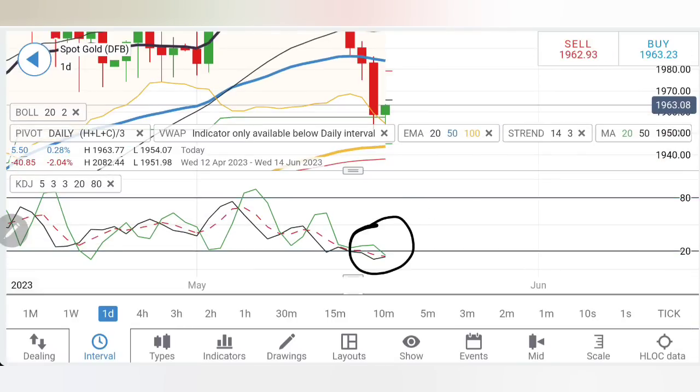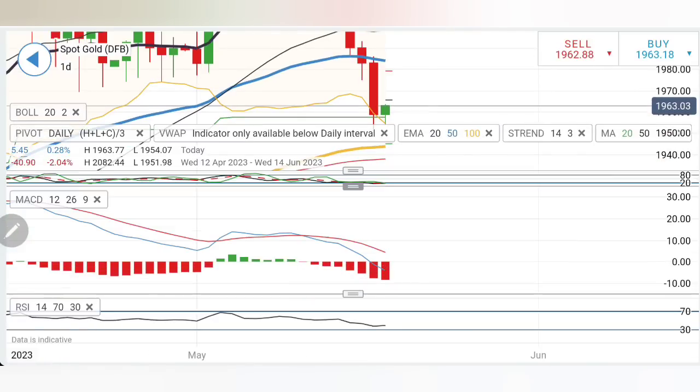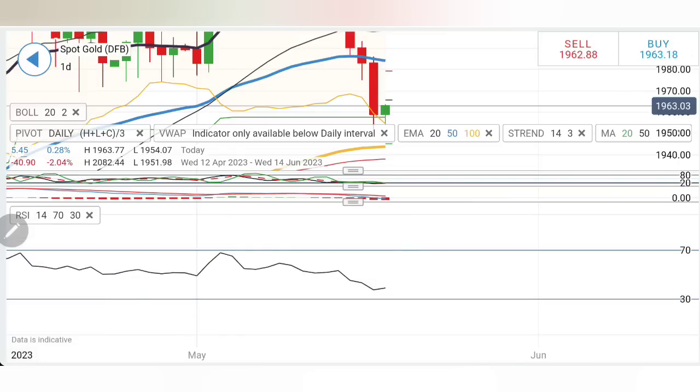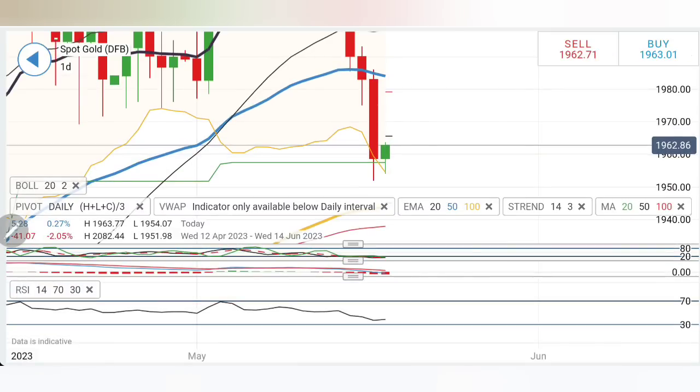Now see on the daily charts, stochastic is extremely oversold. The MACD is divergent and bearish, it can potentially converge. The RSI is also almost at the bottom, but it still has some scope to drop. Hence a buy at 1965 and a sell at 1954 levels. But remember, on the upside, 1970, 75, 80, 85, 90, till 90 we have got very good resistance.